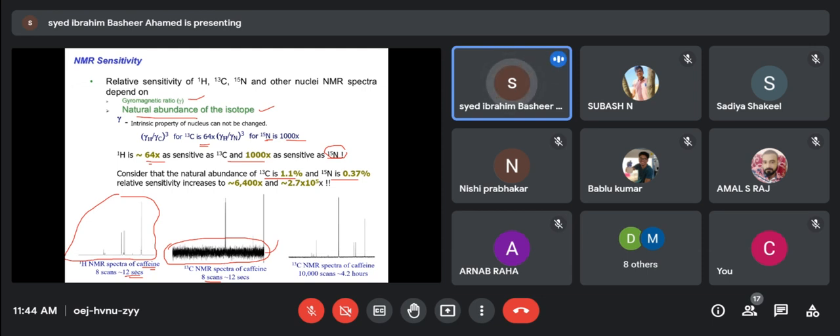If you want to get a peak just like this, how much do you have to do? 4.2 hours, and you have to do 10,000 scans. So these look somewhat close, but what's the time? How much does it cost? That is the sensitivity. It is because of the relative abundance of these isotopes. In proton you have plenty of the thing readily available.